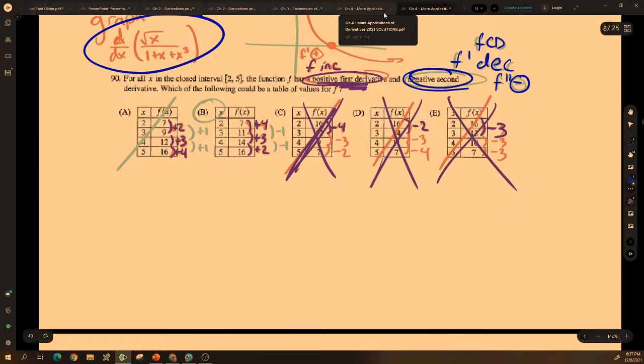Now I want to look at what a negative second derivative would mean. That's the change of the change. Well, from 2 to 3, we add by 1, but I want a negative. So I can get rid of A. And look at B. From 4 to 3, we did decrease by 1. We did decrease by 1. So that one works.